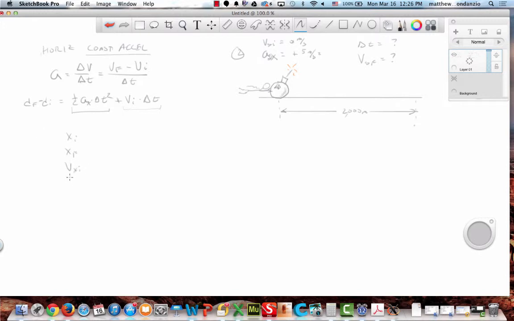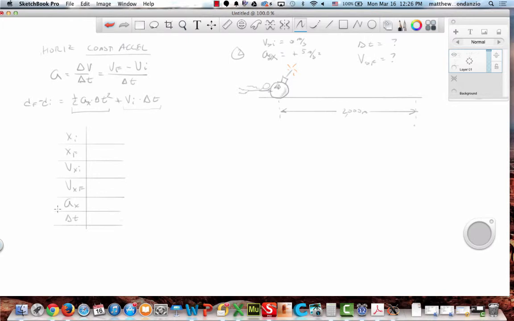Vx initial, because I don't have any y right now. It's all horizontal. So Vx final. What else do I have? Two more things. Acceleration and time. So the acceleration in the x, and delta time. Okay? So notice we have acceleration in the x.